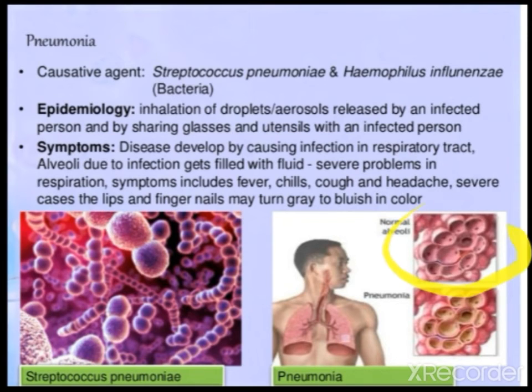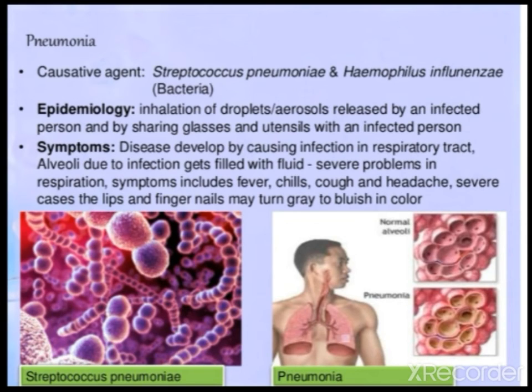Here there is the normal alveoli. This is infected alveoli, and this is Streptococcus pneumoniae. Children, remember the pathogen name, because it can be asked in 1 mark questions. Previously, in the case of typhoid, Salmonella typhi. Here, Streptococcus pneumoniae and Haemophilus influenzae. The symptoms can also be asked in 2 mark questions, and by giving symptoms they can ask you to guess the disease. So study thoroughly and remember all the things.